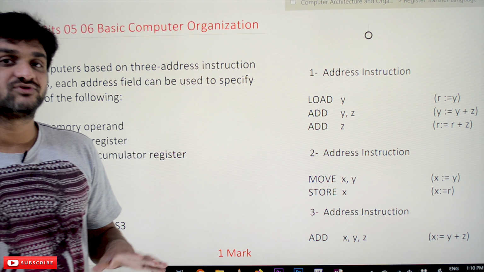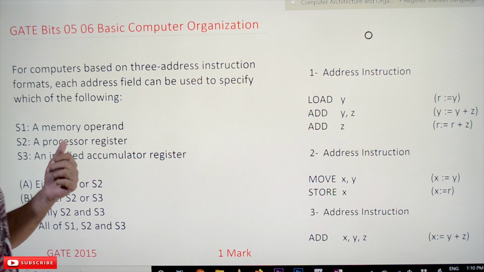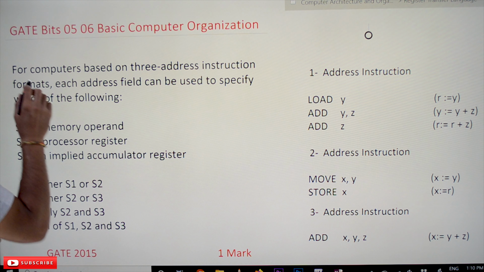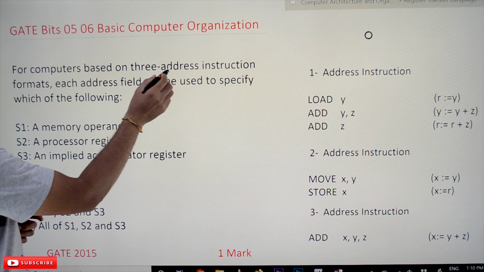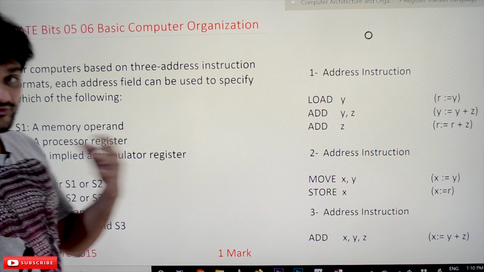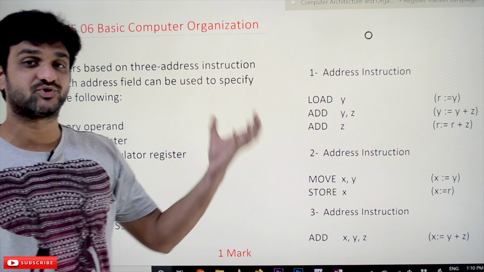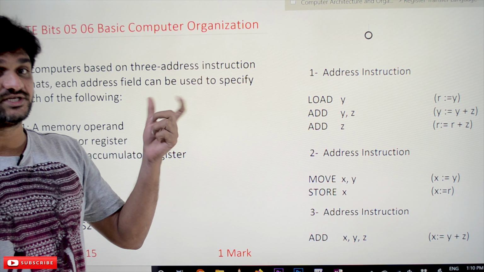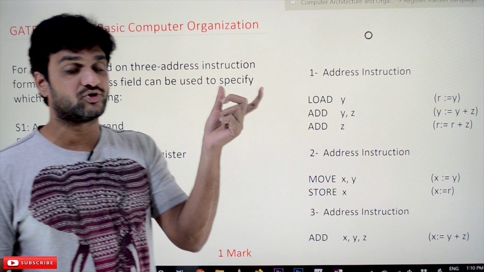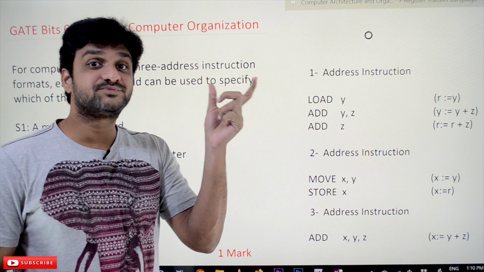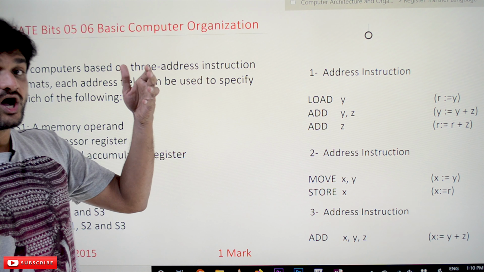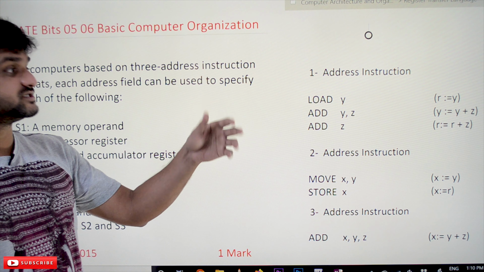Now coming to this class, we'll try to solve these bits. This bit was asked in GATE 2015 and it was a 1 mark question. The question is for computers based on 3 address instructions. So far in our basic computer organization, we have covered one address organization, where our instruction has only one address part. But they are stating 3 address instructions. So how will the 3 address instructions be?